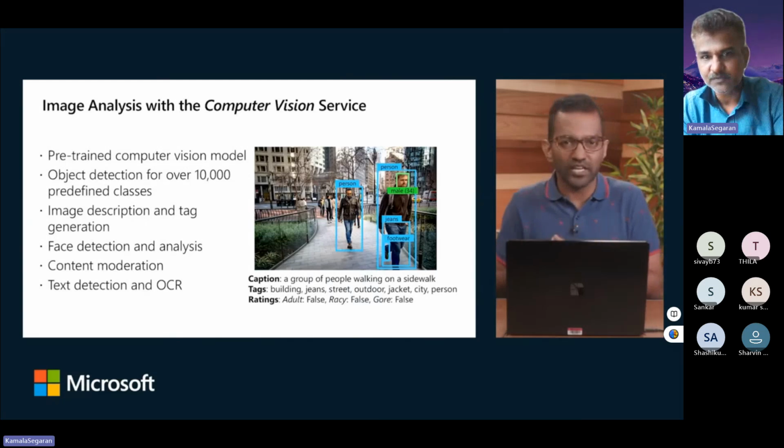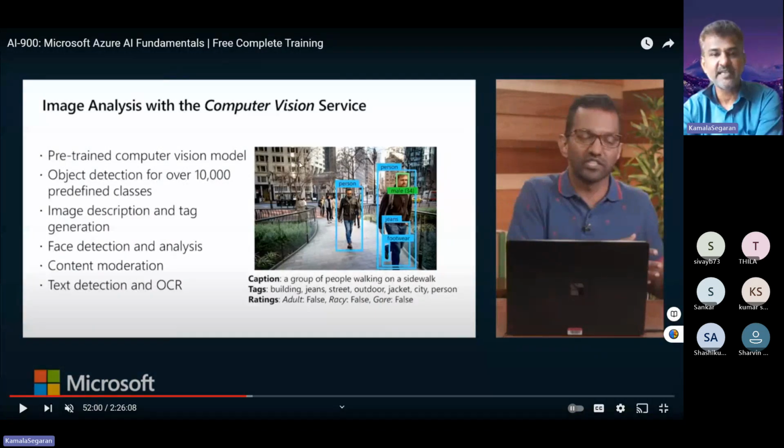If you look at this content here, this creates a caption: a group of people walking on a sidewalk. This looks like a sidewalk. This looks like a group of people. So when you tag it, you can tag it as a building. There's a building here. There are jeans that they are wearing. It's a street. It's an outdoor location. They have some jackets. This is most likely a city area. And these are people, a person.